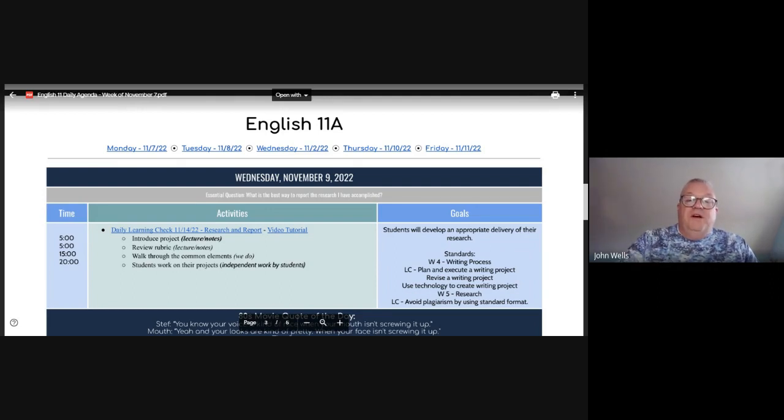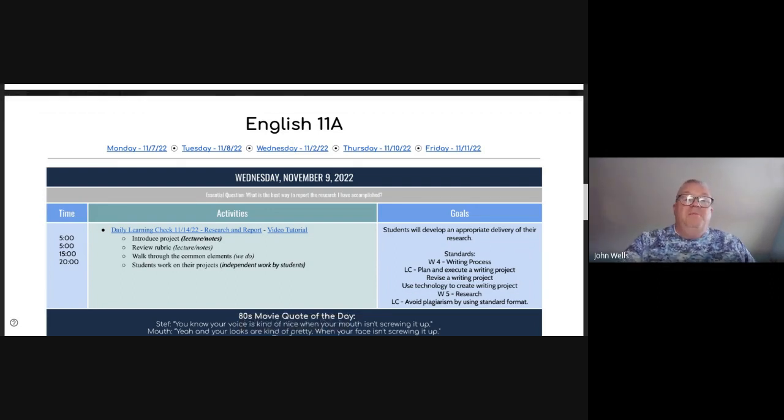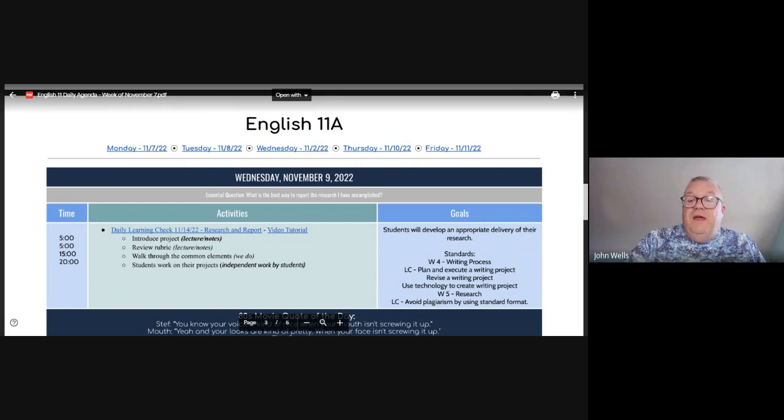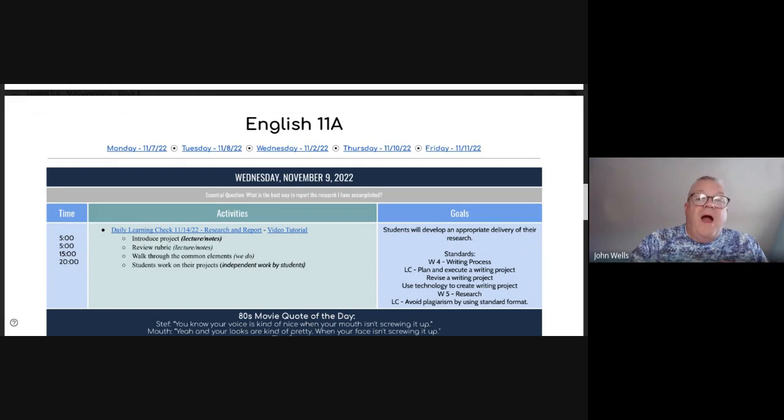So the essential question, what's the best way to report that, means that you've done all the research, you've gathered that material. Now, what are you going to do with it? Okay. So what we're going to do then is we're going to develop an appropriate delivery of that research. That involves the writing process, planning and executing that, revising it using technology, and then, of course, under a research standard, avoiding plagiarism.